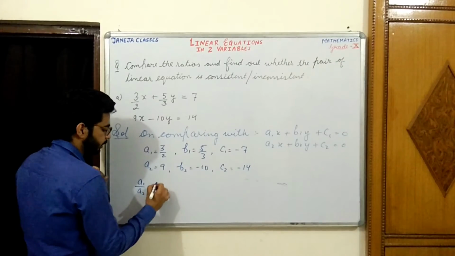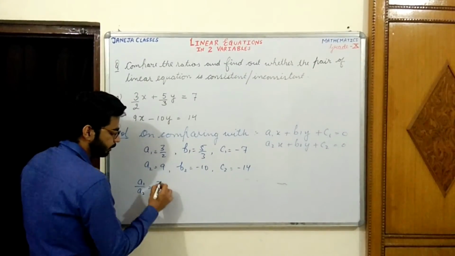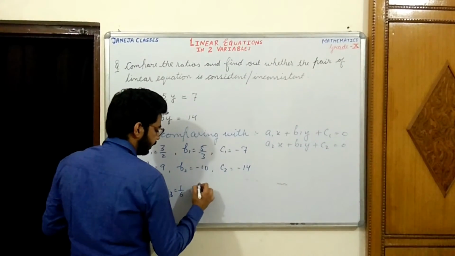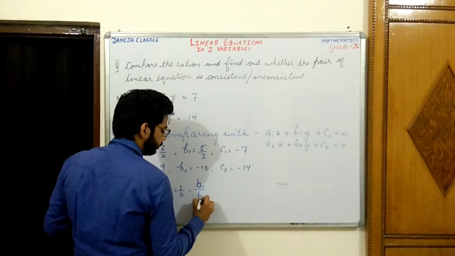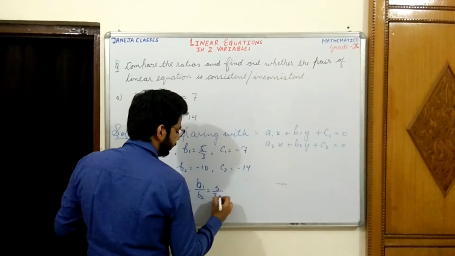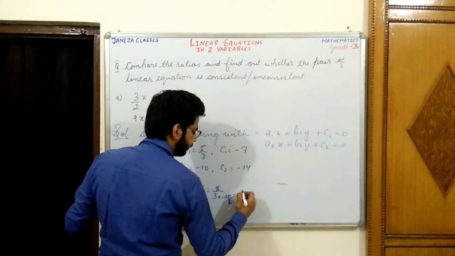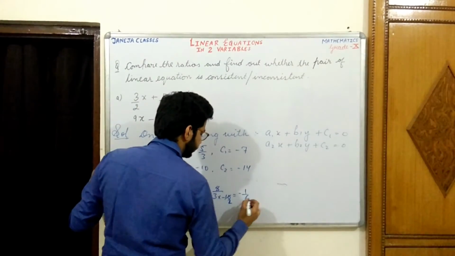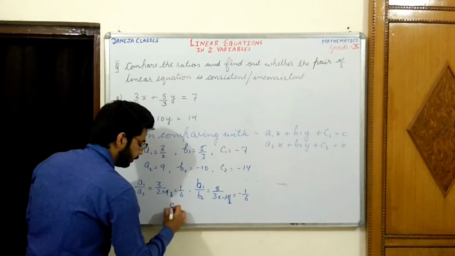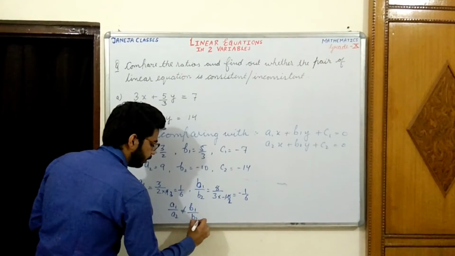a1 upon a2 is equal to 3 upon 2 divided by 9. 9 will come down, 3, so it is equal to 1 by 6. After that, b1 upon b2 is equal to 5 upon 3 divided by minus 10. It will be equal to minus 1 upon 6. Since the first two ratios are not equal, there is no need to check c1 upon c2. So let us write a1 upon a2 is not equal to b1 upon b2.